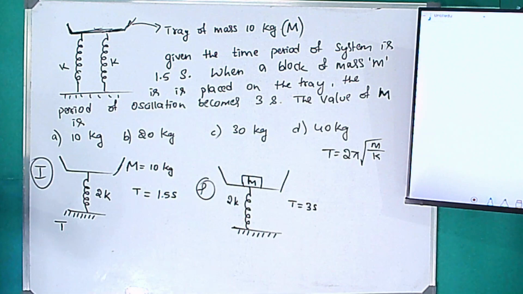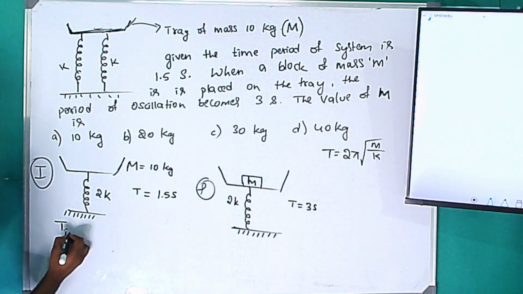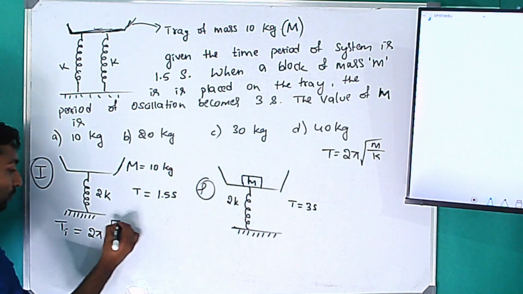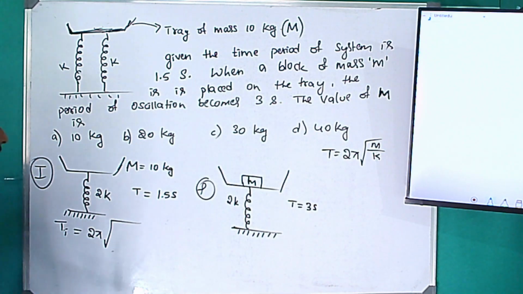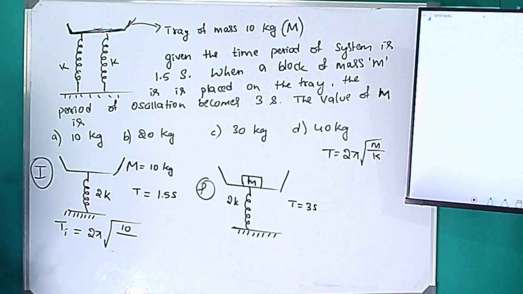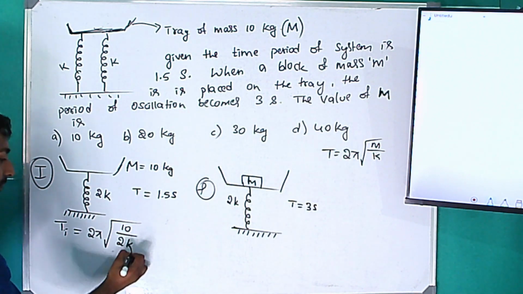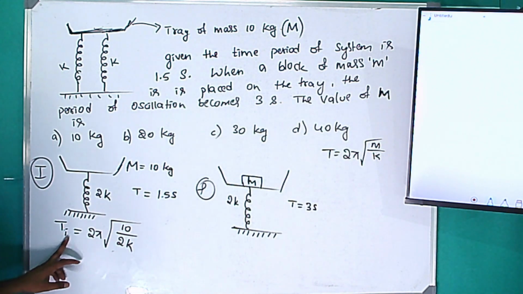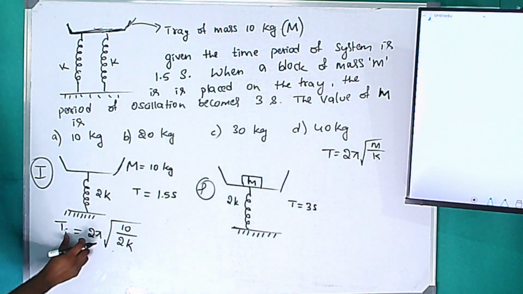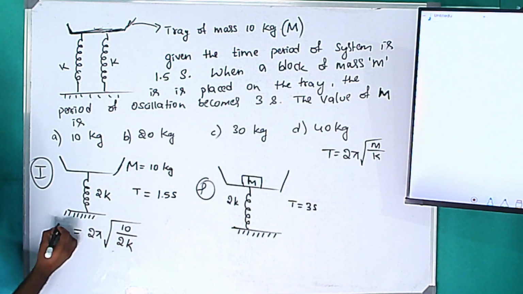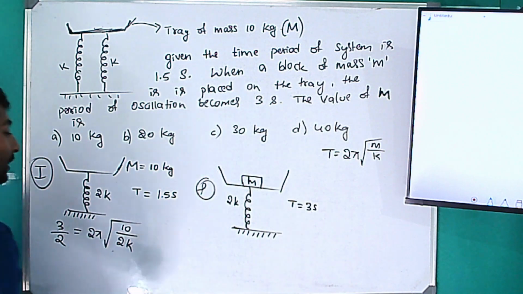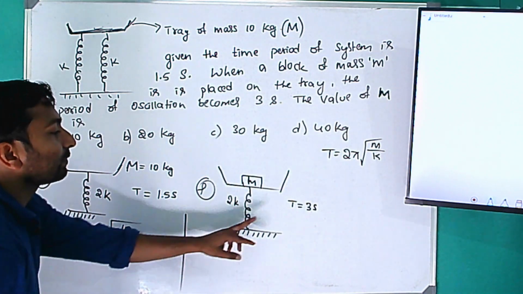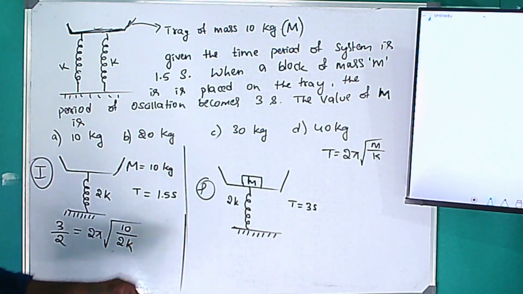The time period of the initial system is 2 pi square root of mass divided by spring constant. What is the mass here? 10 divided by spring constant 2k. So the time period of the initial system is equals to 2 pi square root of m divided by k. What is the time period of the initial system? 1.5 second. ಅದನ್ನ ನಾನು 3/2 ಅಂತ ಬರ್ಕೊಂತೀನಿ. ಕಾಂಪಿಟೇಟಿವ್ ಎಕ್ಸಾಮ್ಸ್ ಅಲ್ಲಿ ಈಸಿ ಆಗುತ್ತೆ ಕ್ಯಾನ್ಸಲೇಷನ್ ಮಾಡೋದಕ್ಕೆ. ಸಿಮಿಲರ್ಲಿ ಲೆಟ್ ಮೀ ಕಾಲ್ ದಿಸ್ ಆಸ್ ಅ ಫೈನಲ್ ಸಿಸ್ಟಮ್. ಇದನ್ನ ಫೈನಲ್ ಸಿಸ್ಟಮ್ ಅಂತ ಕರಿತೀನಿ.